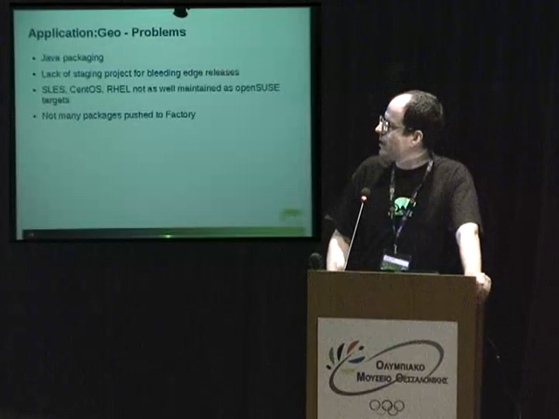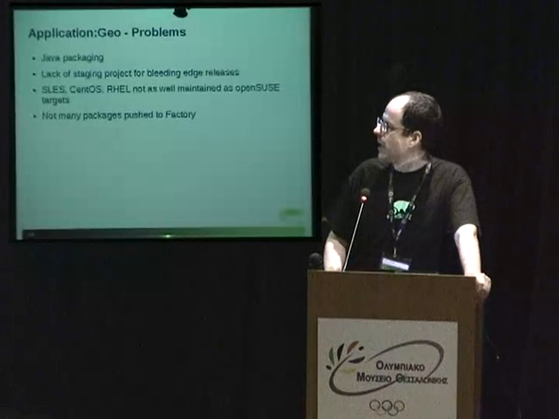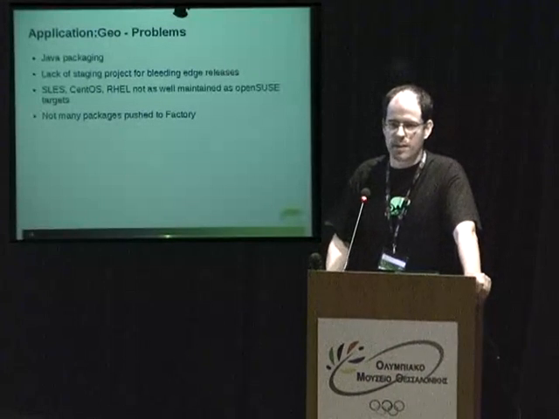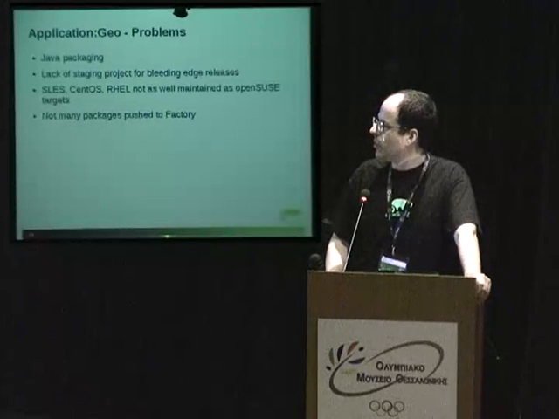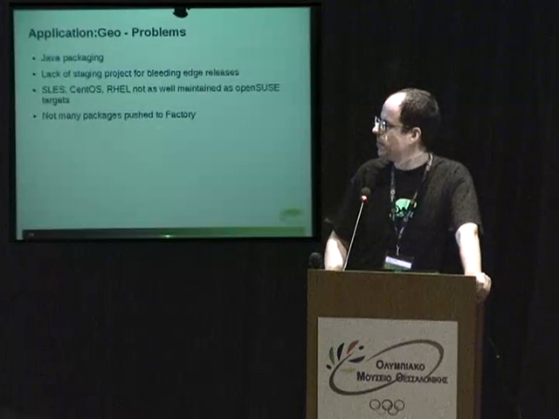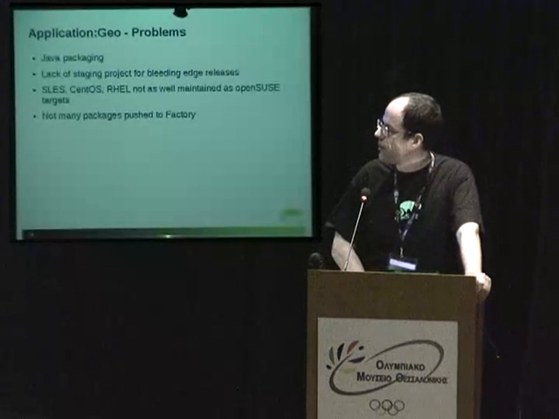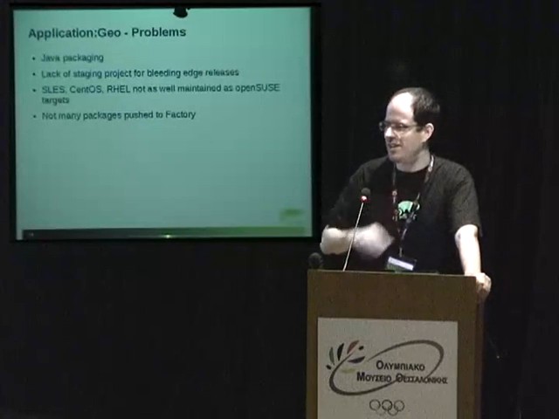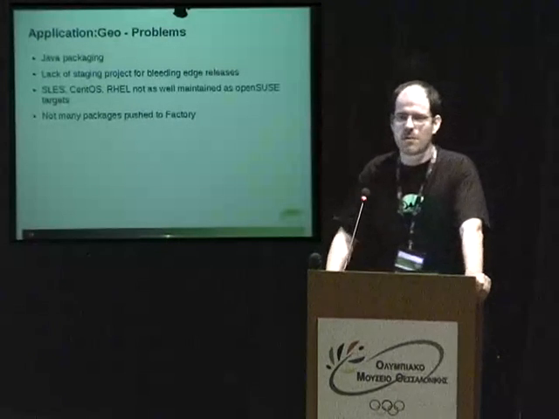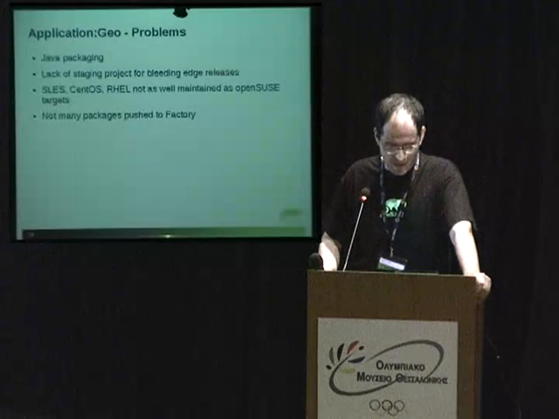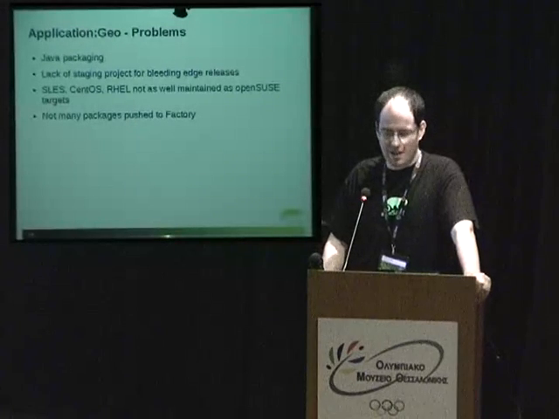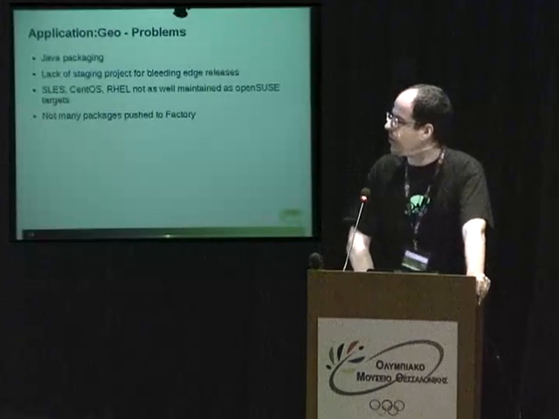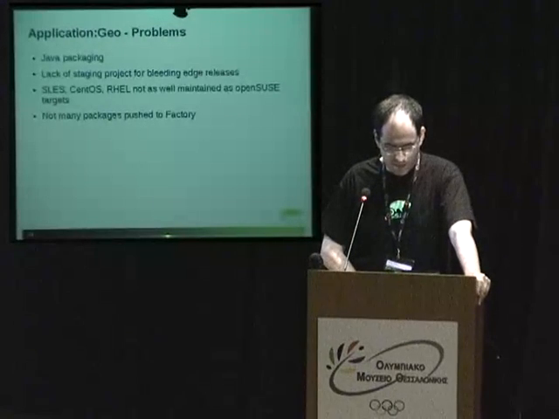And okay, things are doing pretty well for openSUSE, but what about SLES and CentOS and Red Hat and other RPM-based distributions? Those are not very well maintained, to be honest. So we need more manpower in there to make sure that those are also supported. And something that has been discussed today outside in the conference is that we have not contributed very much to Factory, which is really something that we should change. We should just contribute more to Factory so that we can get more packages in the distribution itself.